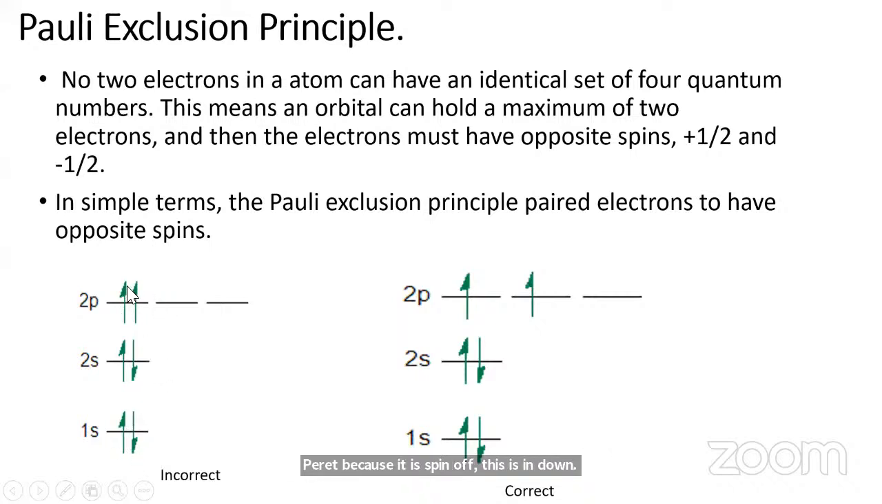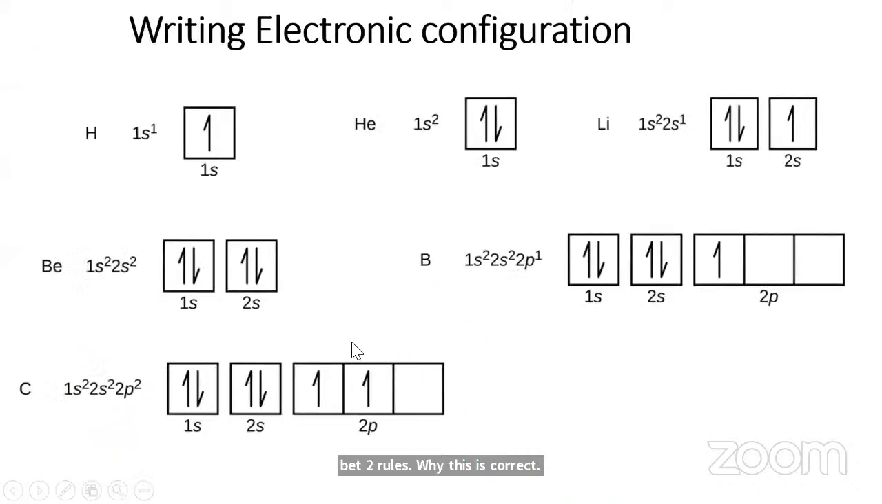But when you come to the 2p, both of them are spin up. The electrons are spin up. So this disobeyed 2 rules. Why this is correct? Now let's go on to look at some electronic configuration of some of the 20 elements that we have.